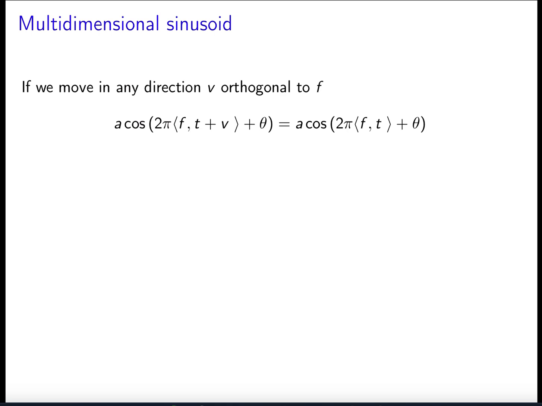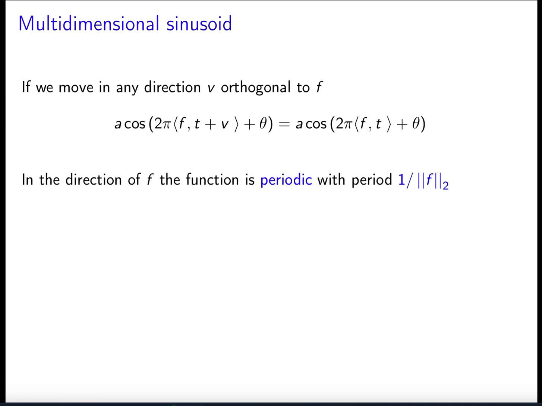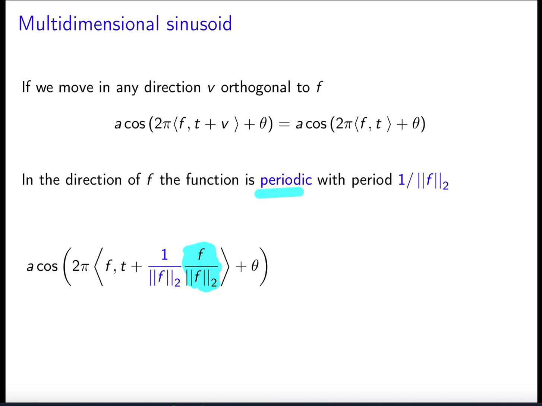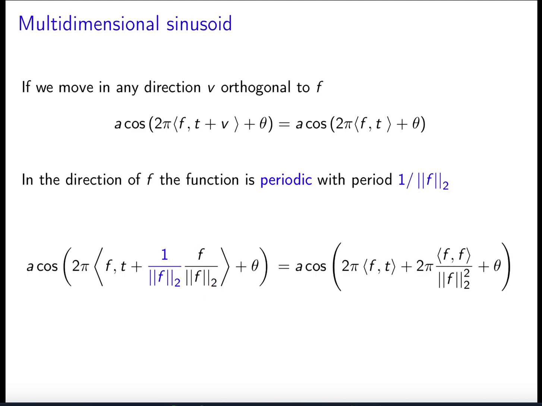If we move in a direction aligned with f, and the unit norm in the direction aligned with f is just this, so if we move in the direction of f divided by its L2 norm, which is just a unit norm vector in the direction of the frequency, then the function is periodic with period 1 over the norm of the frequency. How do we see this? Well, we move in that direction weighted by 1 over the norm. This is just equal to the inner product. So this second term is the inner product between f and itself, which is just equal to the L2 norm of f squared. So this is going to cancel out with the denominator, and this just produces a shift of 2 pi, and because the cosine is periodic with period 2 pi, this leaves the function exactly the same.